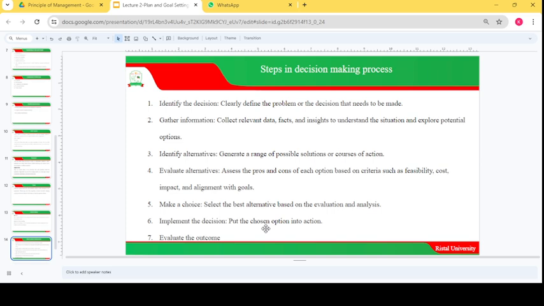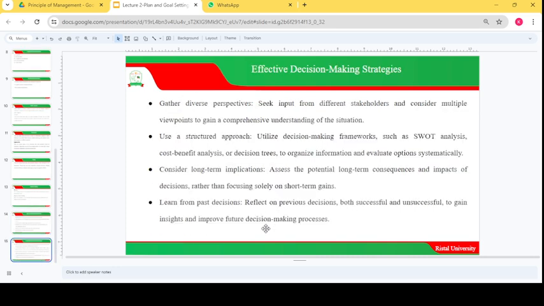Make a choice. So here we need to select the best alternative based on the evaluation and analysis. And then we need to implement the decision. We put the chosen option into action, and then we evaluate the outcomes.